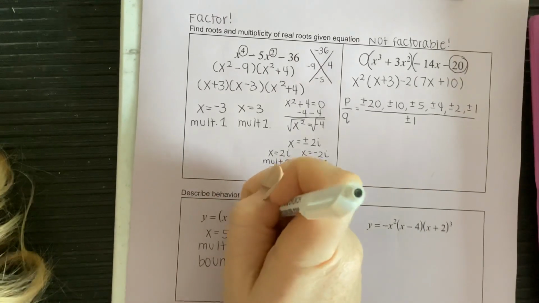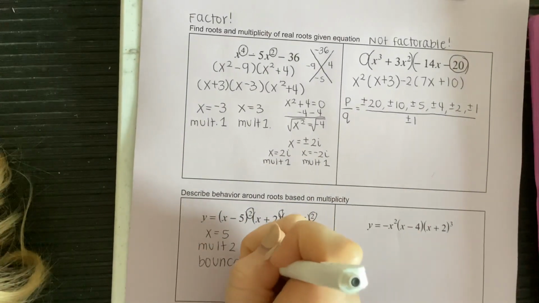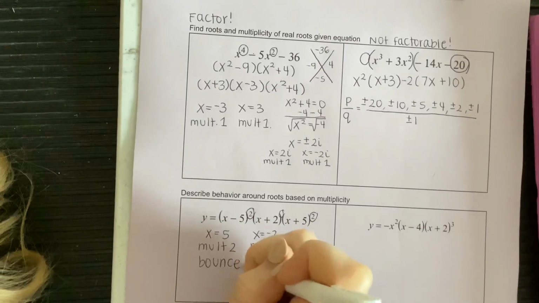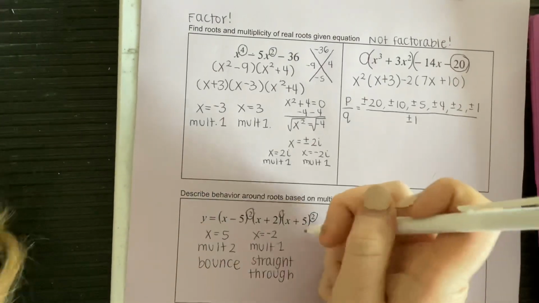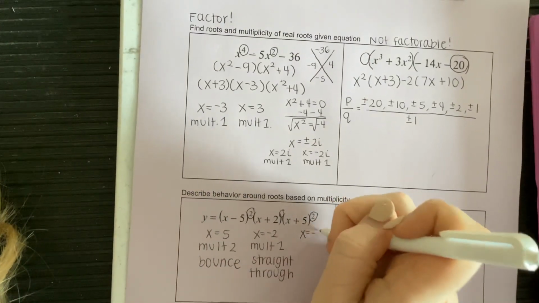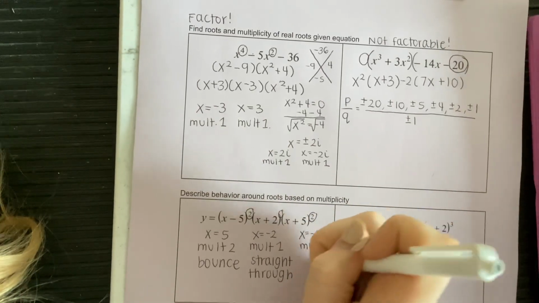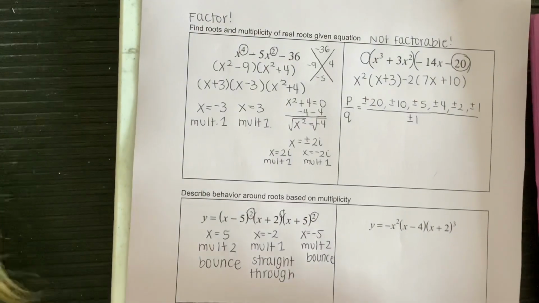Again, looking at these exponents for your multiplicity, if you don't see one, that's a 1. So this one's going to be straight through. If it asks you what would that behavior look like on a graph, this is kind of how you can explain it. And then this last one is x equals -5. This one also has that multiplicity of 2, so that's where you see that bounce. It hits it, bounces off of it.